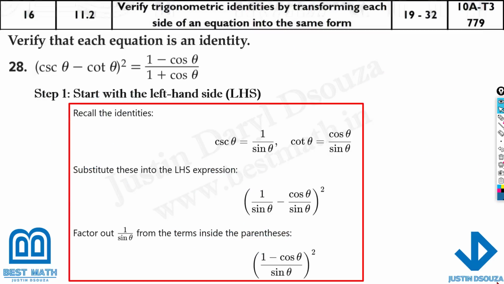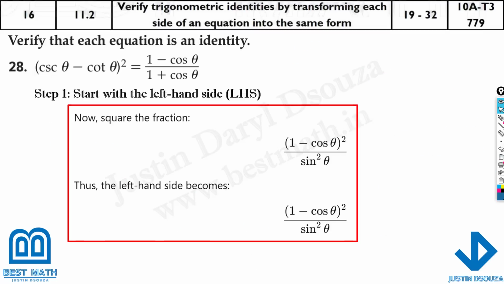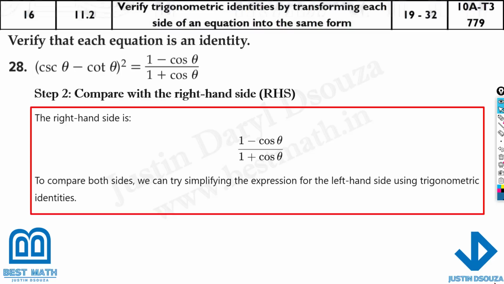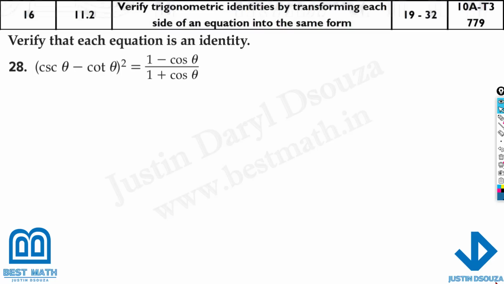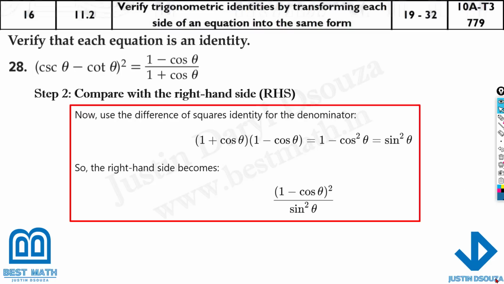So here we go. You can pause and watch this. Here also it's the same method. I mean, a little variation is there. That's it. Okay. And here we go. This is a long one.